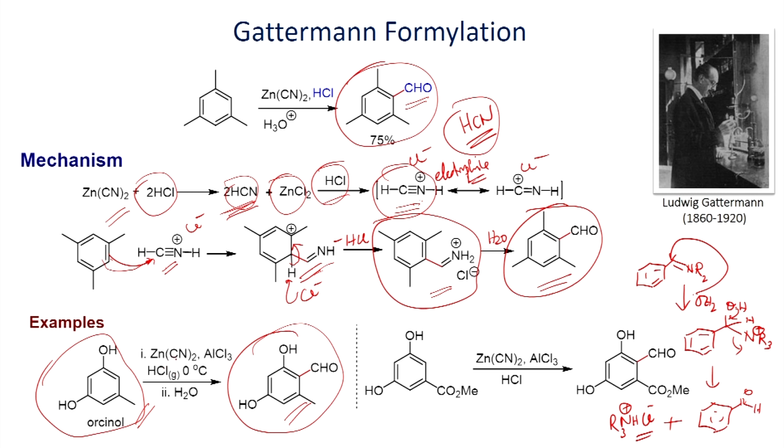This reaction, as you can see here, has been carried out using the combination of zinc cyanide and hydrochloric acid in the presence of aluminum chloride at 0 degrees Celsius. The imine salt, whichever you generate, can be hydrolyzed using water to give this aldehyde as a product. Another example shown here: you can see this substrate having 2 hydroxy groups as well as the ester group can also readily undergo formylation using the combination of zinc cyanide and hydrochloric acid in the presence of aluminum chloride to give this aldehyde as the compound.